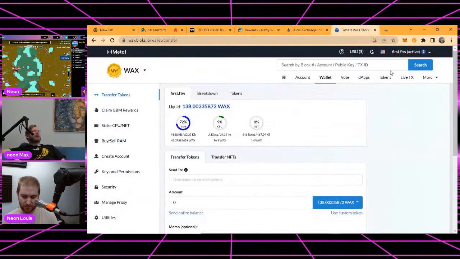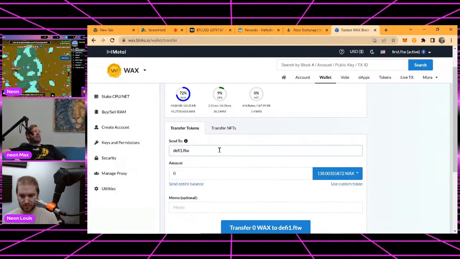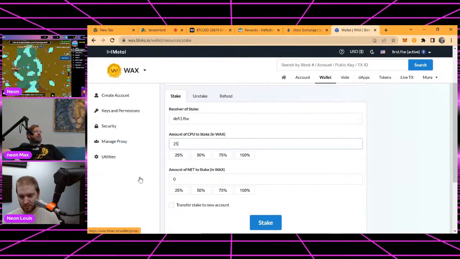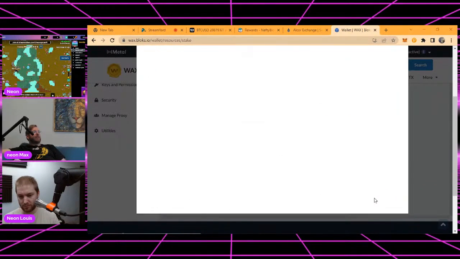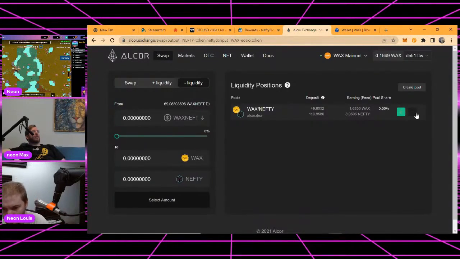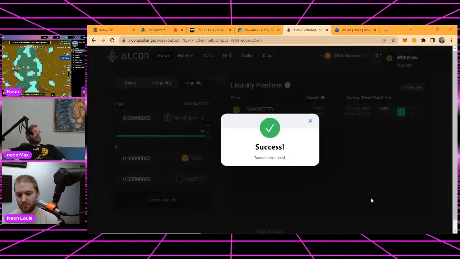And then to remote stake, I was going to add a stake from FTW to the wallet here. So I'm going to paste the wallet that I want to actually stake to. Not transfer, but instead stake CPU. Receiver of stake is going to be DeFi.1, and then I can do 25 Wax to CPU and say stake. There we go. And now when I come back over to this wallet, I should have the CPU stake to do what I wanted to do, which was remove the liquidity. So there we go. 48, getting 114.